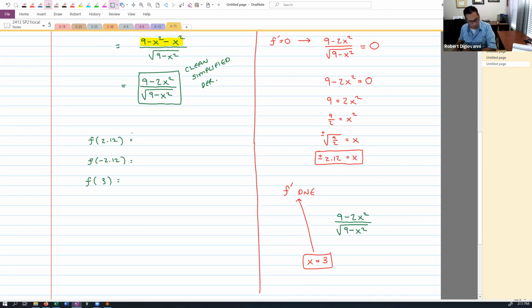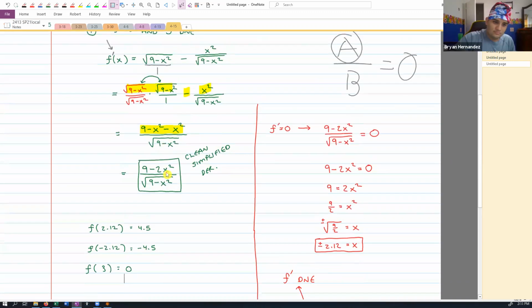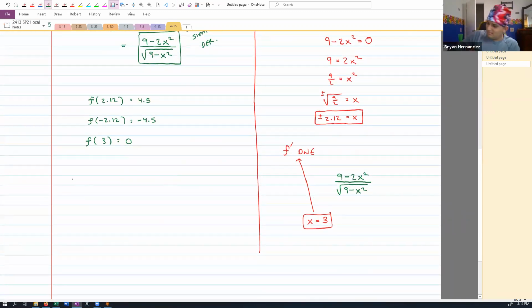Okay, so when I plug in 2.12, I get about 4.49999. I'm going to say it's about 4.5. When I plug in negative 2.12, I get negative 4.5. And when I plug in 3, I get 0. Sorry. We're done with step 1.